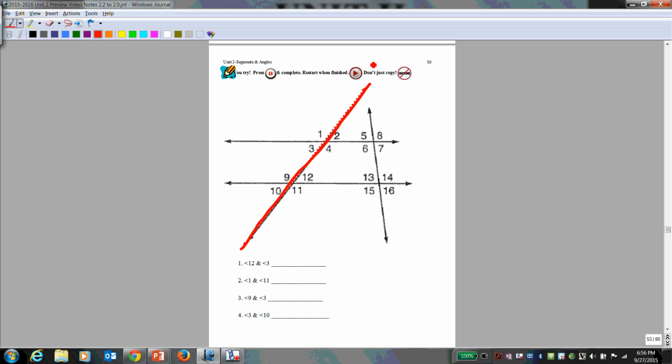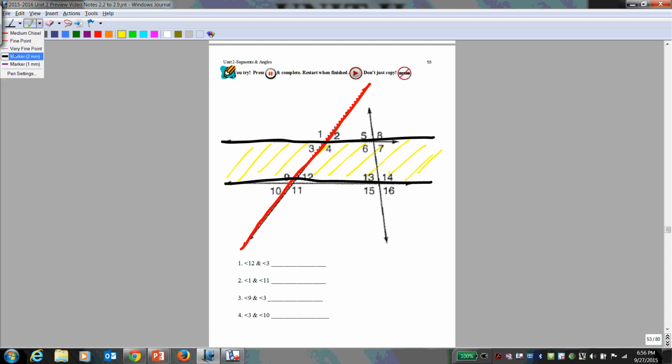That means we're cutting across these two lines now. That means your interior changed. This is now considered your interior. When you change your stir stick, you change what's the interior. So 12 and 3. Those would be alternate interior angles.